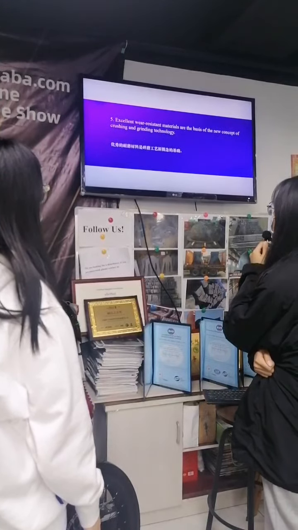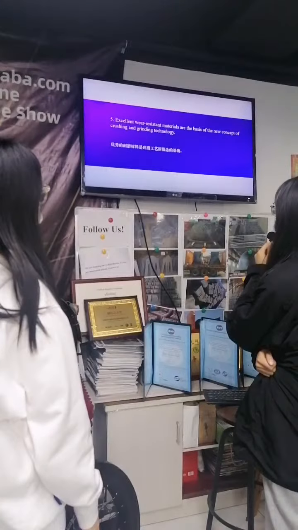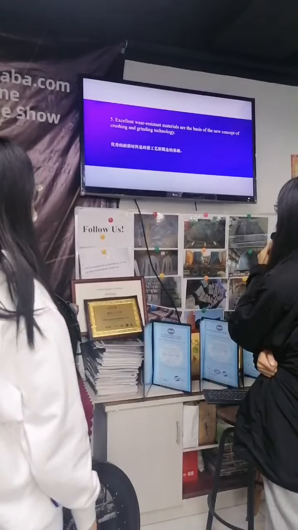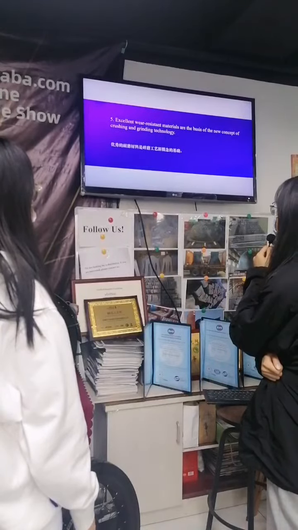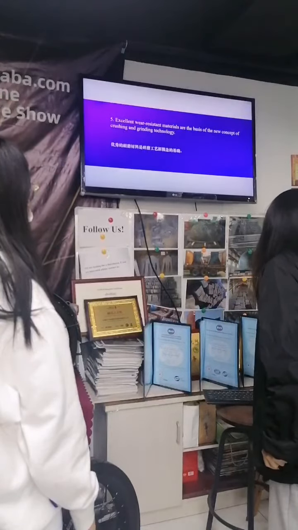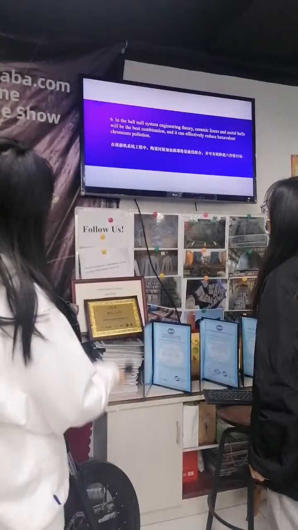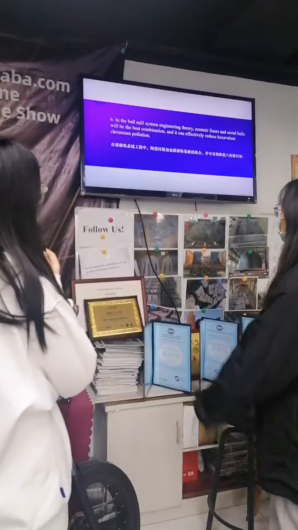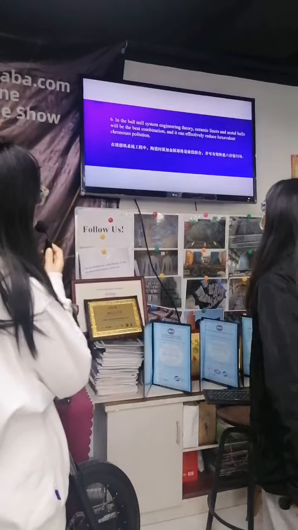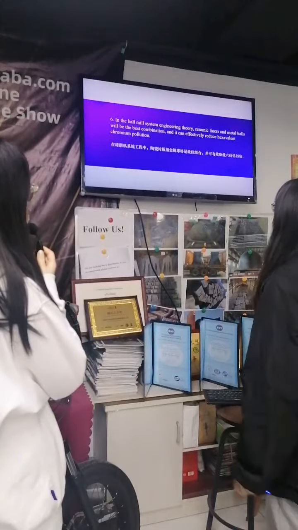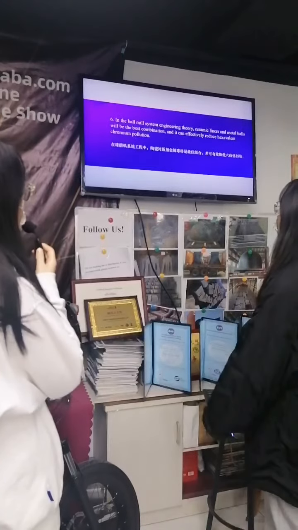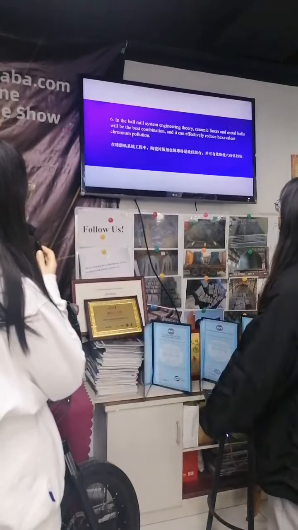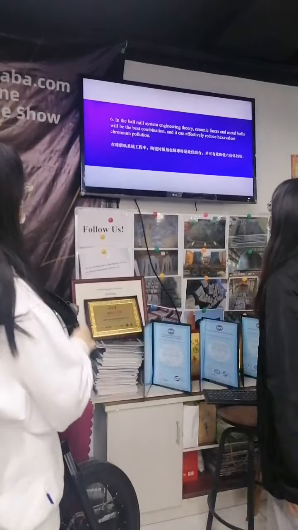Number 5. Excellent wear-resistant materials are the basis of the new concept of grinding technology. In the grinding system engineering theory, ceramic liners and metal balls will be the best combination, and it can effectively produce excellent grinding results.